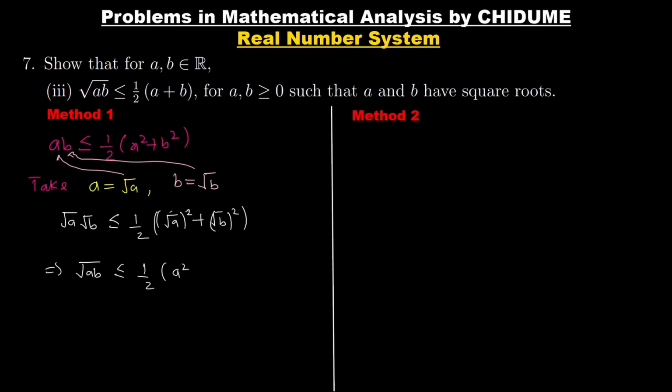So that means I'm going to have a plus b. So we are done with this proof. So we have this result.